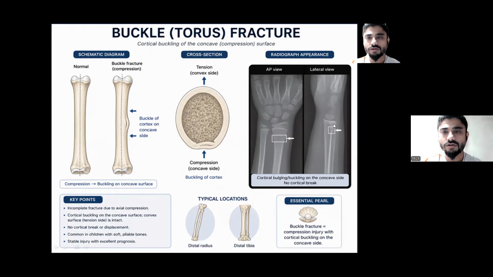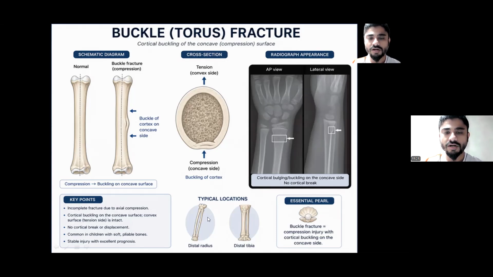See over here, this is the most commonly seen buckle fracture in the pediatric age group skeleton. These buckle fractures are also known as incomplete fractures due to axial compression. There will be cortical buckling on the concave side, and the convex surface is intact. There is no displacement commonly seen in the pediatric age group skeleton, and it is a stable fracture with excellent prognosis.